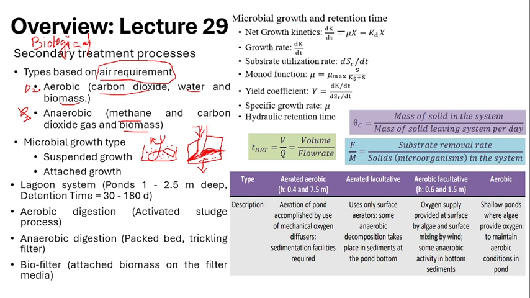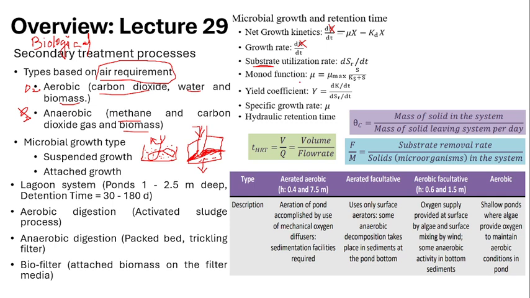And if you see the microbial growth and retention time, the net growth kinetics is given as dx by dt is equal to mu x minus kd into x. Here, x is the amount of biomass, and the growth rate is given by dx by dt. And the substrate utilization rate. Here, the substrate is what? Waste matter, that is the organic matter present in your wastewater, is the substrate, like food for the microorganism, which is given as dsr by dt.